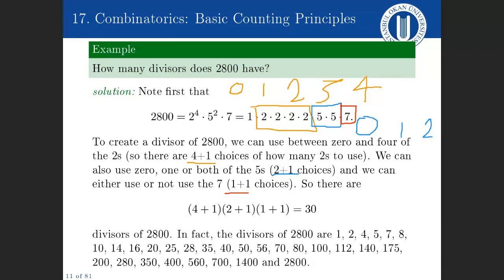So we have 5 choices multiplied by 3 choices multiplied by 2 choices. That means there's 30 different divisors of 2,800. And in fact, I've listed them at the bottom here. If you count these divisors, 1, 2, 4, 5, etc., all of the way up to 2,800, you will see that there are 30 numbers on this list.